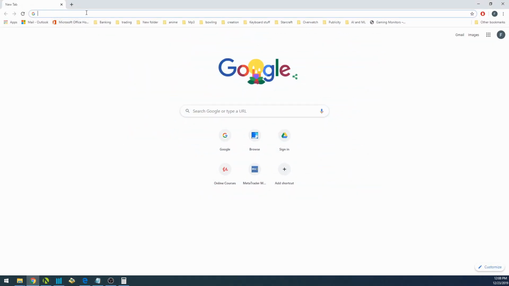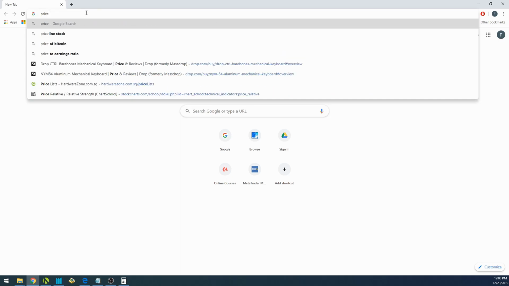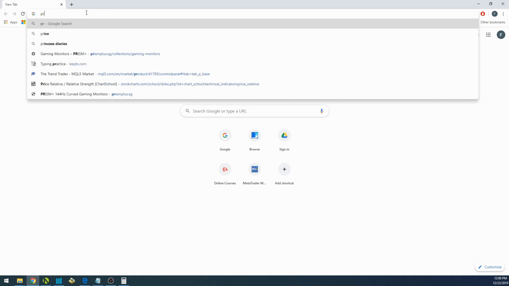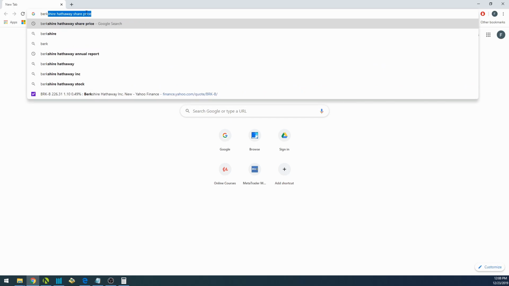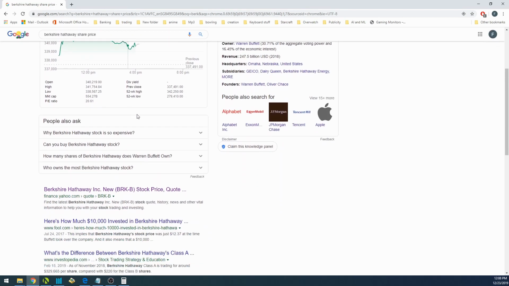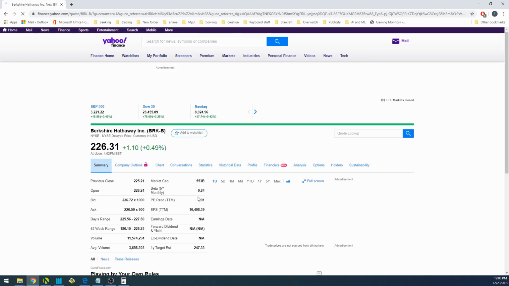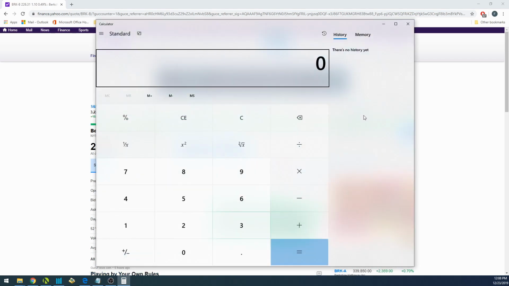So all we need to do is just to Google the latest share price. So maybe I just type Berkshire Hathaway share price. Okay, so let's Google that. So this is the Class A share price, and let's look at the Class B share price. So it's $226.31.